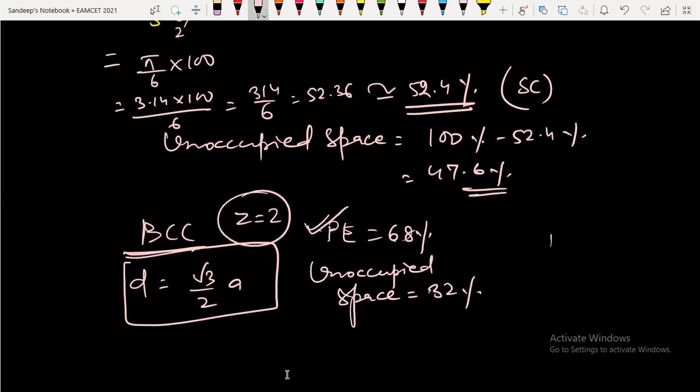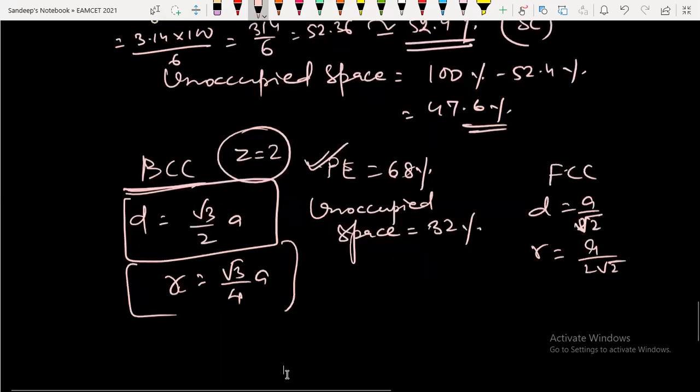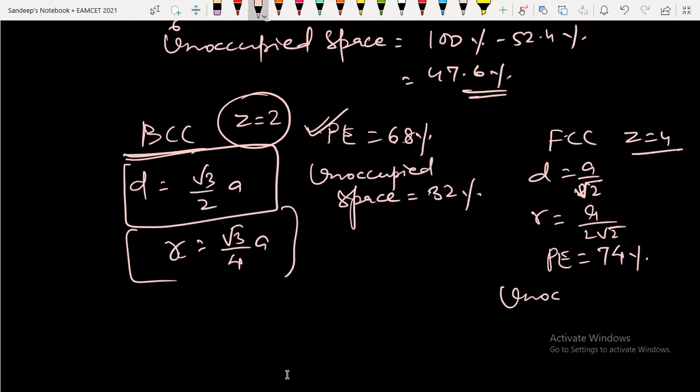Keep this in mind. For FCC, d is equal to a by √2, and you can write r is equal to a by 2√2. Here, for BCC, r is equal to √3/4 a. So keep all these formulas in mind, and this will help you. Here Z is equal to 4, and if you find the packing efficiency, it will be 74%. Unoccupied space will be 26%. So keep this in mind, student. This is very, very important.